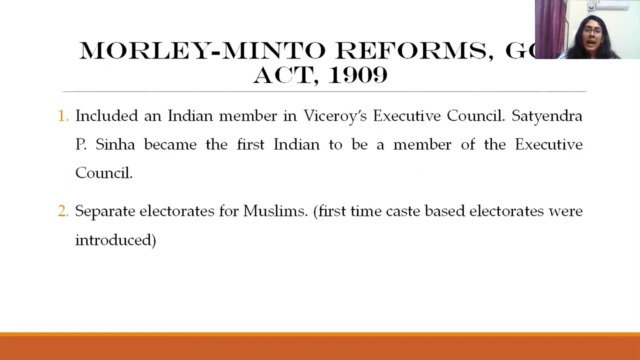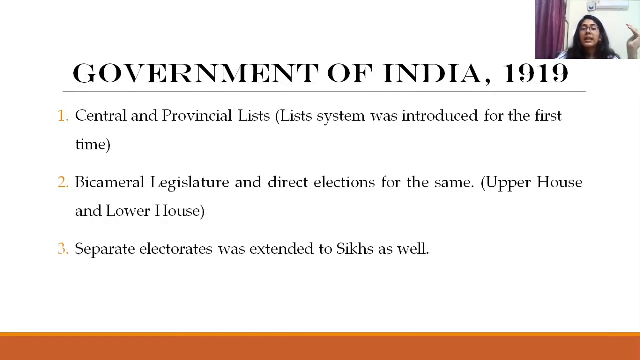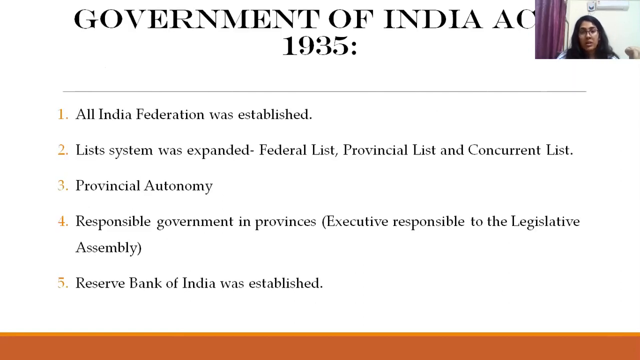In the Government of India Act 1909, separate electorates for Muslims were introduced, and in the Government of India Act 1919, separate electorates for Sikhs were introduced. Now, the Government of India Act 1935; there were three Government of India Acts.